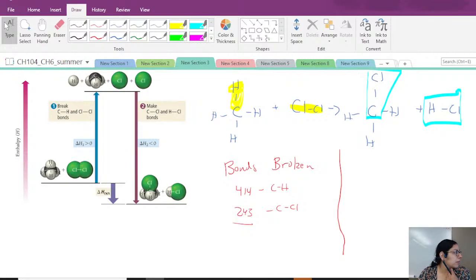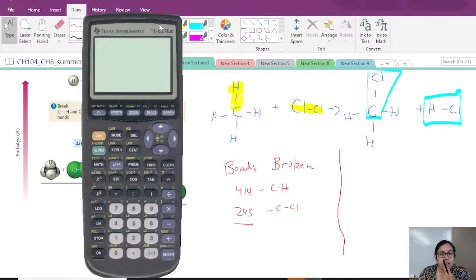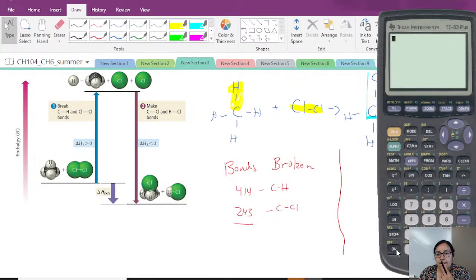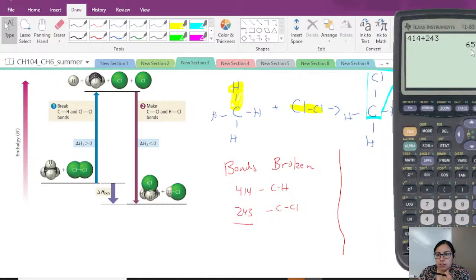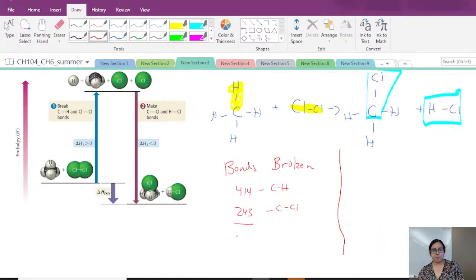Let me pull up my calculator. So I get 657, and that's kilojoules. Again, that's positive, right? Energy going in to break those bonds. So now let's see how much energy we get out.